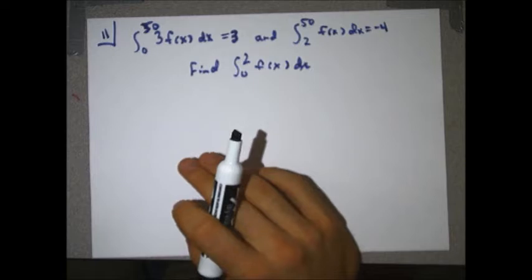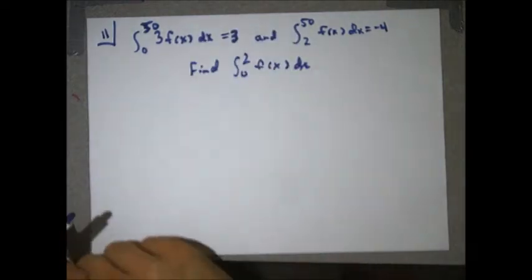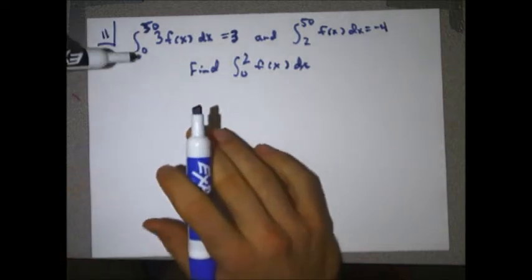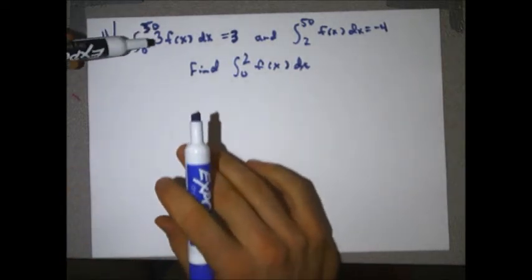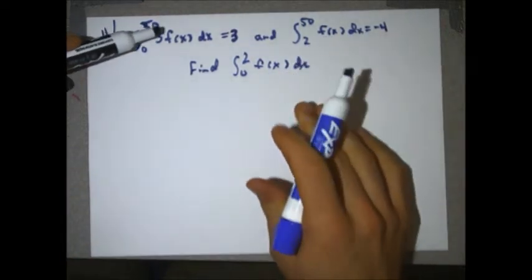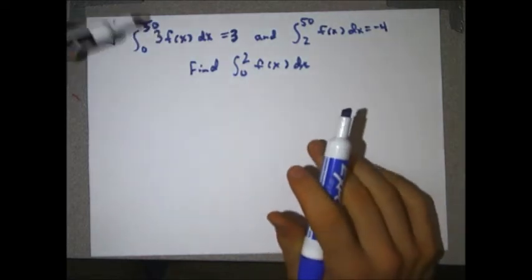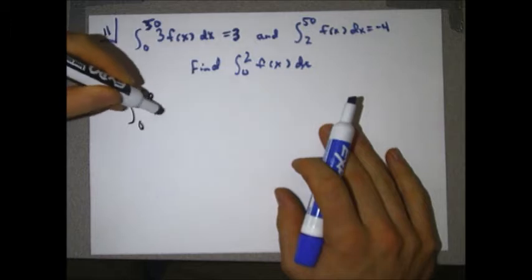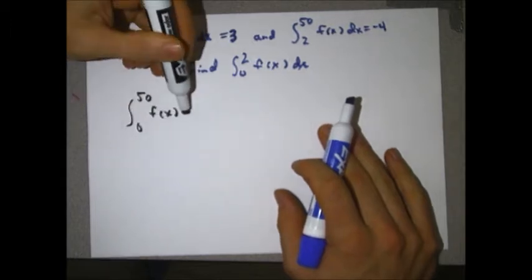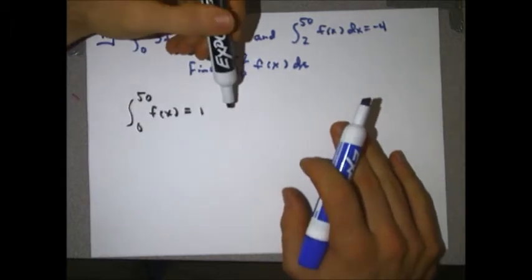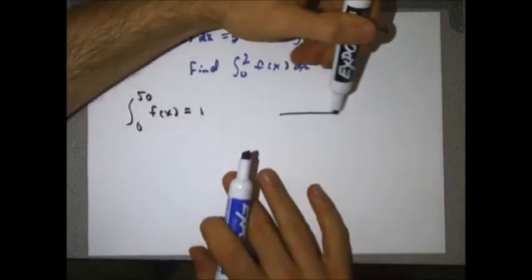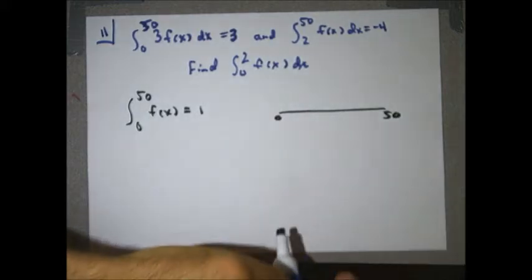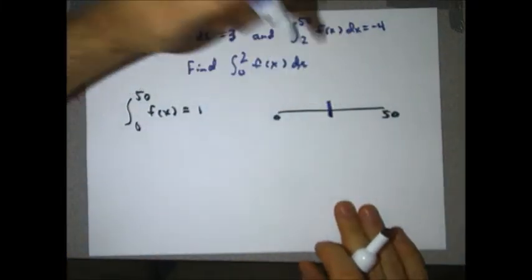Number 11 gives you 2 integrals to compare with, and it says find from 0 to 2 of f of x. Well, for the first one, 0 to 50, there's a 3 out front. So notice this one over here is just f of x. So if I wanted this one to be just f of x, we can say that from 0 to 50, the integral of f of x is equal to 1. I'm just using a number line here: from 0 to 50, that result is 1.